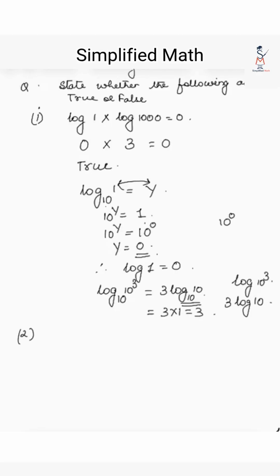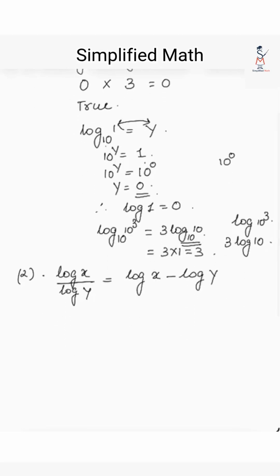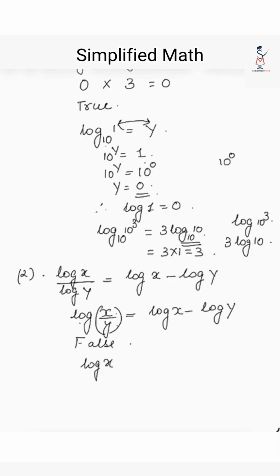Now the second one: log x by log y is equal to log x minus log y. Now we know the law of the log: log of x by y, that means log only once, x by y, is equal to log x minus log y. It is not equal to log x by log y. So this is false.